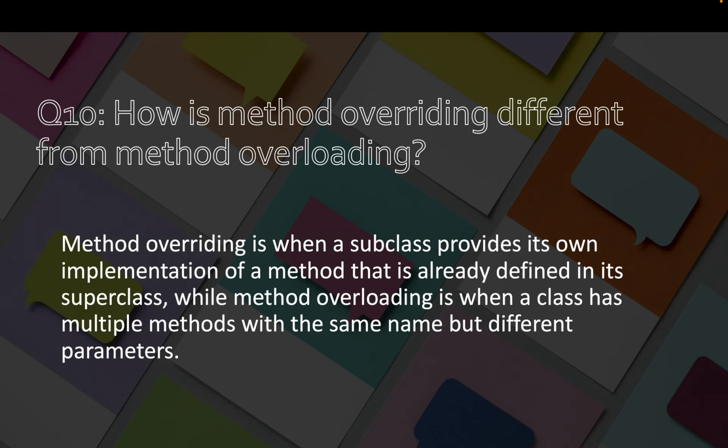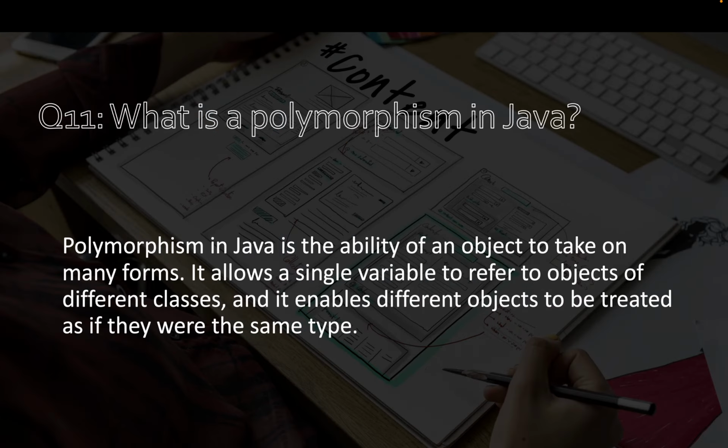Question number 10. How is method overriding different from method overloading? Method overriding is when a subclass provides its own implementation of a method that is already defined in its superclass, while method overloading is when a class has multiple methods with the same name but different parameters.